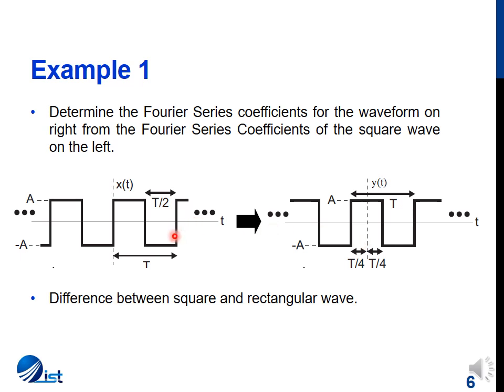So if we observe the waveform on the left and we compare the waveform on the right with it, we'll see that this waveform is basically shifted left by T by 4 units. So it has a time advance of T by 4, because initially it was starting from 0, and now you take it and shift it T by 4 units back. So the waveform on the right exists. We have a time advance of T by 4, so y of t is x of t plus T by 4.